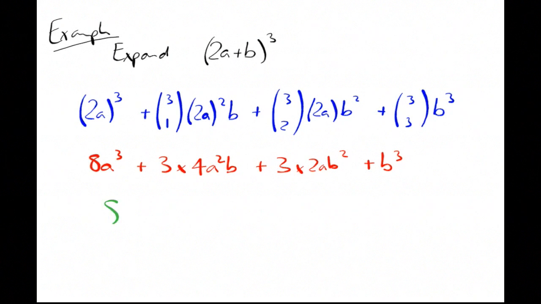Tidy that up, I get 8a cubed plus 12a squared b plus 6ab squared plus b cubed.